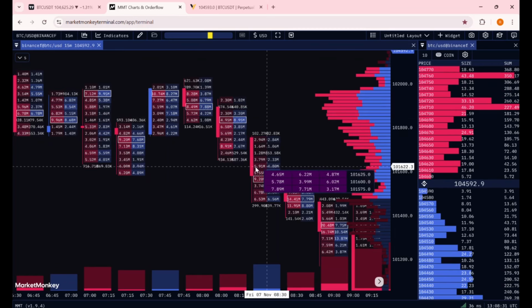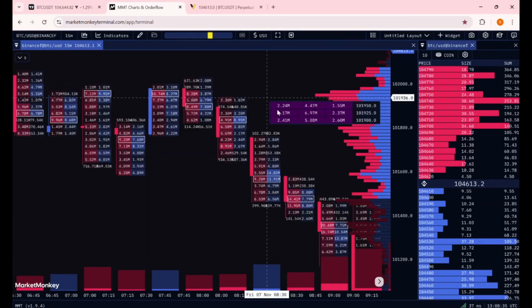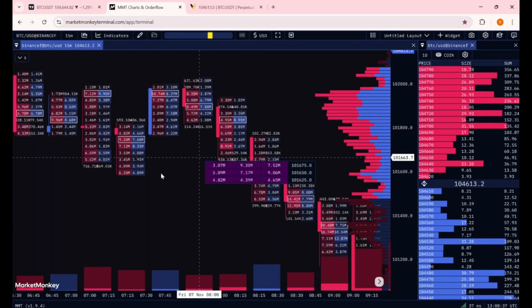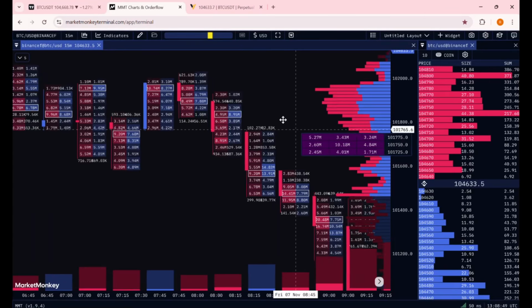And your entry, you don't want to enter straight away just because you see this. You want to watch this price zone. You want to enter as soon as we break this VWAP and back test it. And we back tested it there. And that's where you would take a short position.